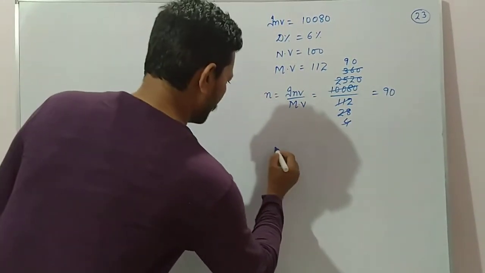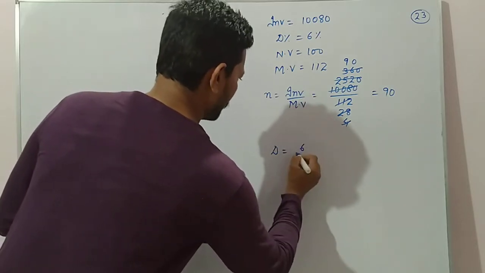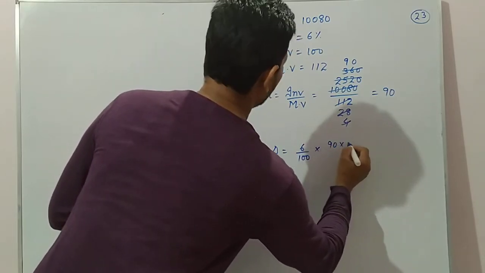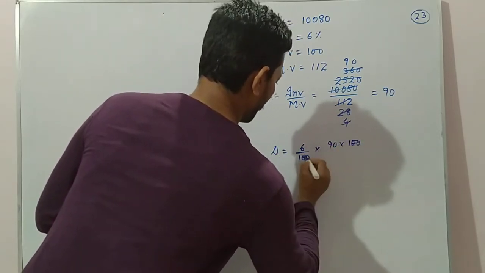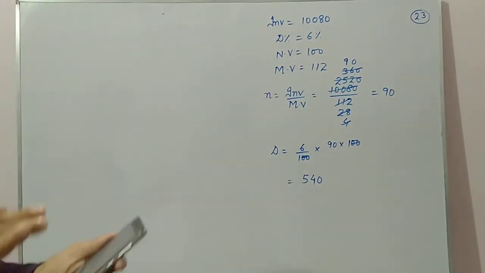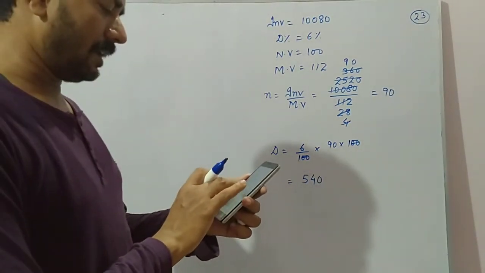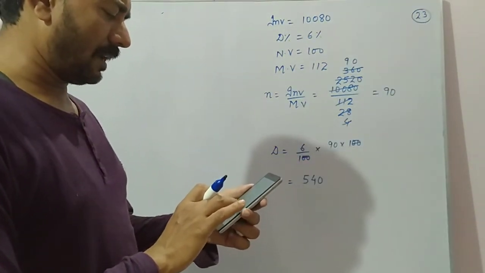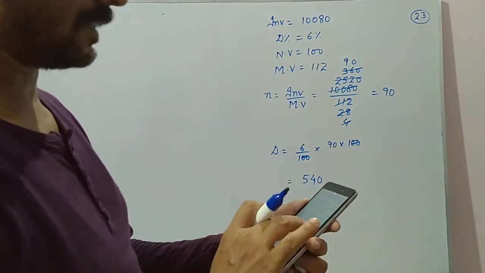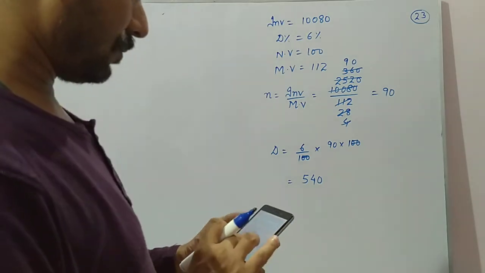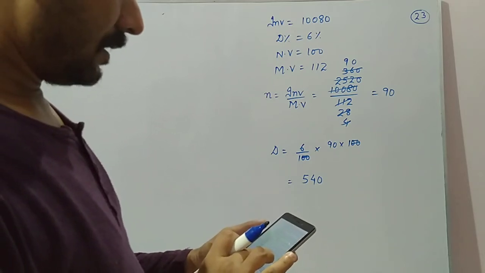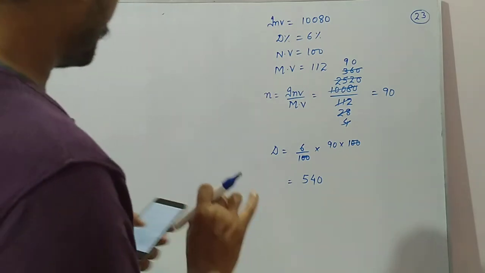Now you can find the dividend. Dividend is dividend percent by 100 into number of shares, that is 90, into nominal value, that is 100. So this is 540. Now we have determined the first case, his annual income. Now it is given that when the share falls to rupees 96, he sells out the shares and invests the proceeds in 10 rupees shares at rupees 8.